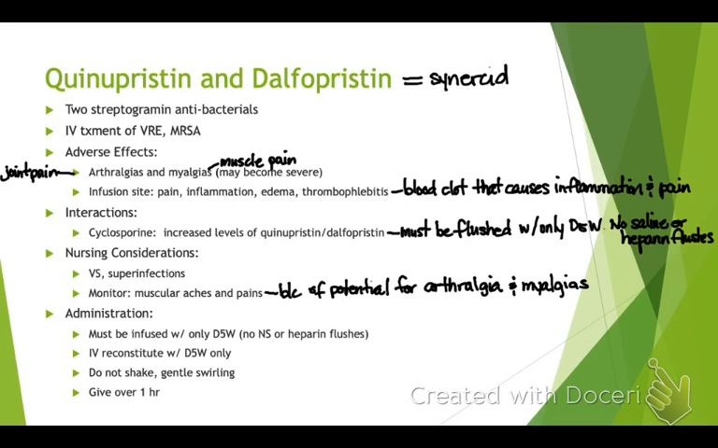Adverse effects are going to include arthralgias or myalgias, like muscle pain or joint pain, which may become severe at times. Infusion site may have pain, inflammation, edema, or thrombophlebitis, which is a blood clot that causes inflammation and pain. So you want to look for that. Interactions: cyclosporine, with increased levels. Quinupristin and dalfopristin must be flushed with only D5W, no saline or heparin flushes.